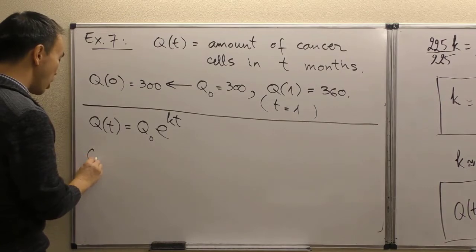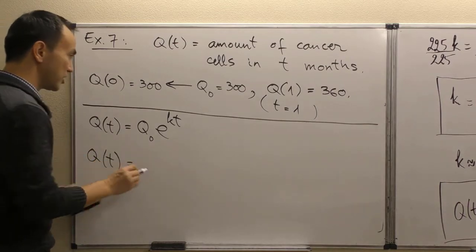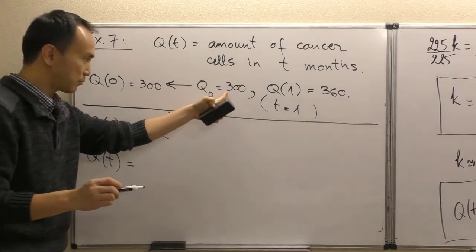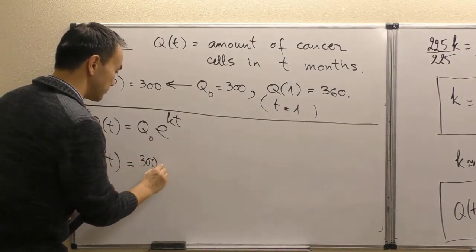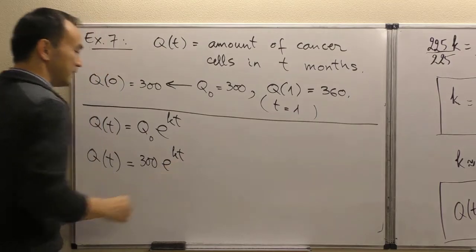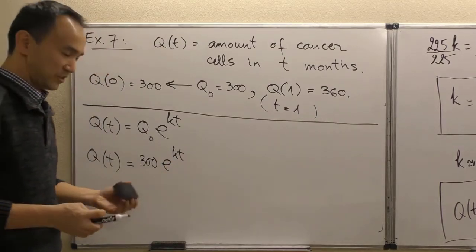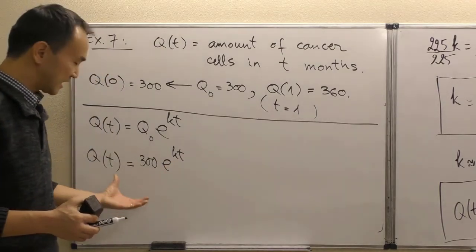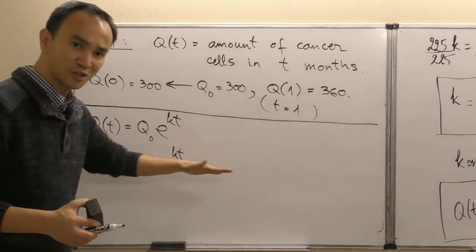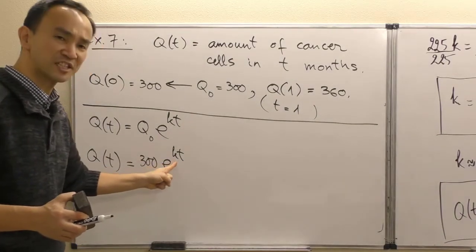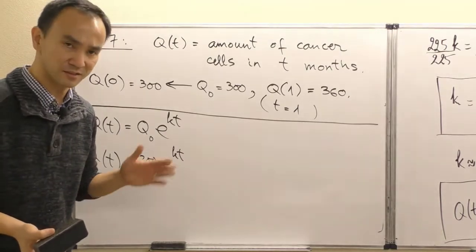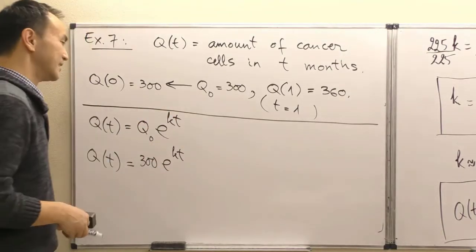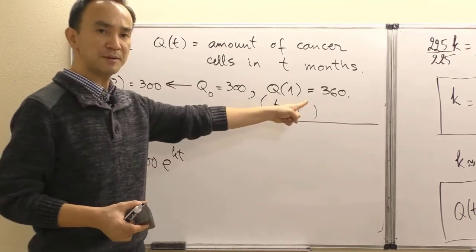I immediately know that my initial quantity is 300. So I can put that in place of my Q sub 0: 300 times e to the kt. Anyone viewing the lesson can see that I'm getting closer and closer to completing the equation. As soon as I find out what k is, we're done, the continuous growth rate. So now it's time to use that piece of information.